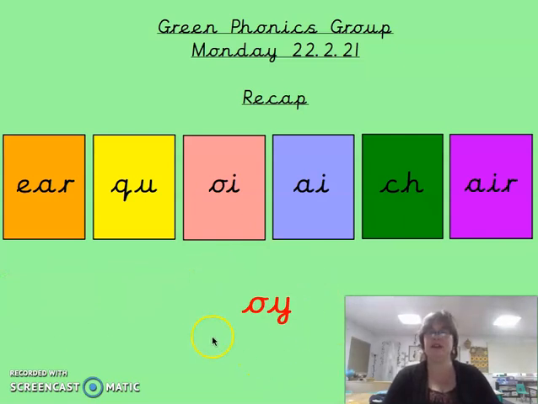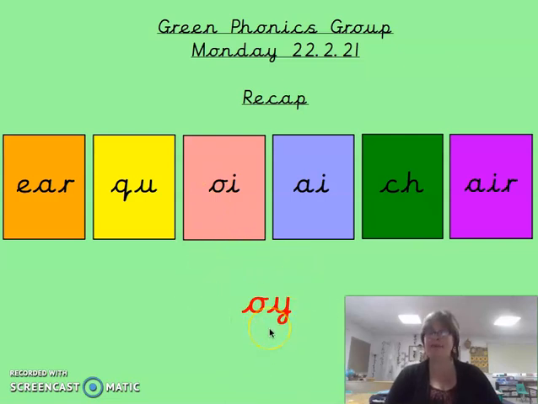Today's sound is on the screen and it makes exactly the same sound as one of the sounds we have up here today. Which colour do you think it makes the same sound as? It makes the same sound as our pink one, our oi sound. So a different way to spell the oi sound rather than oi is oy. So both of them make the same oi sound.